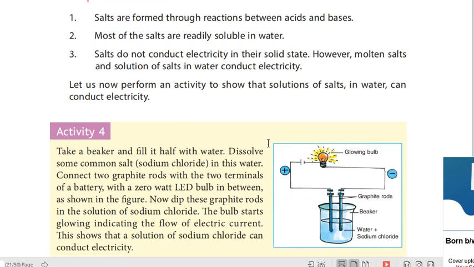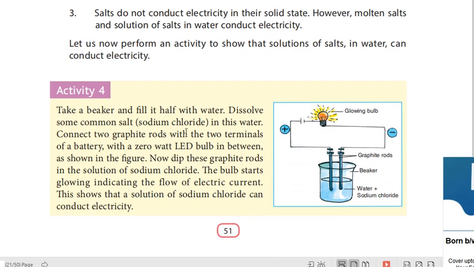See, one activity is given here. Take a beaker and fill it half with water. Dissolve some common salt like sodium chloride in this water. Connect two graphite rods with the two terminals. See, it is a beaker containing half water, the two electrodes, that is graphite rods, and this water also contains sodium chloride. Connect the two graphite rods with the two terminals of a battery with a 0 watt LED bulb in between. This connection will have a 0 watt LED bulb.